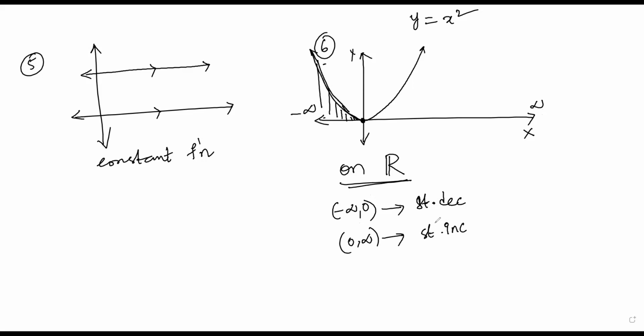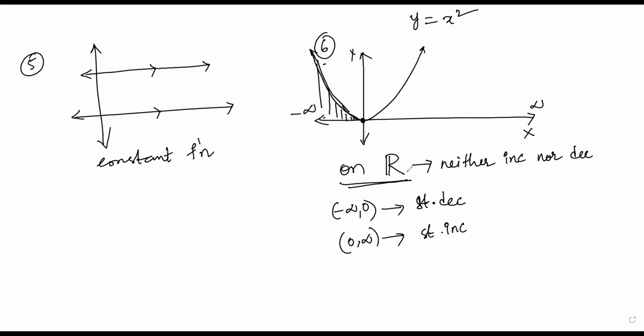But on R, you can't say strictly increasing, or you can't say strictly decreasing, or you can't say constant, you can't say anything. So what do you say? Neither increasing nor decreasing. This is the terminology we use. That means we can neither say it is increasing, nor can we say it is decreasing. That's the meaning. Neither increasing nor decreasing. You should say that.